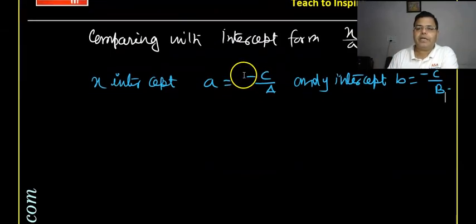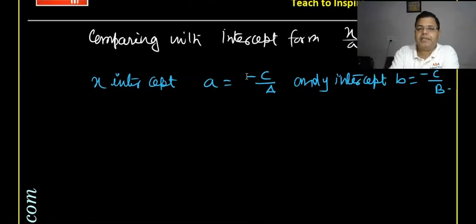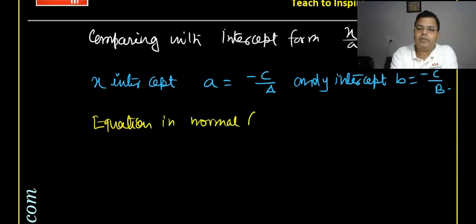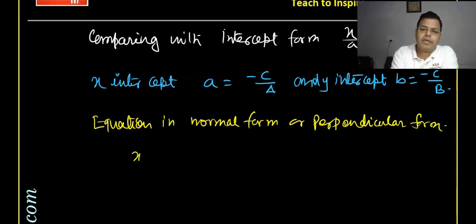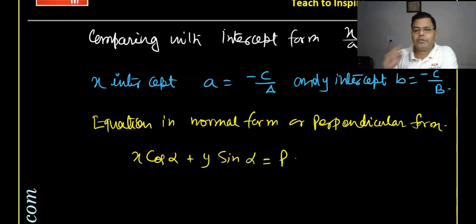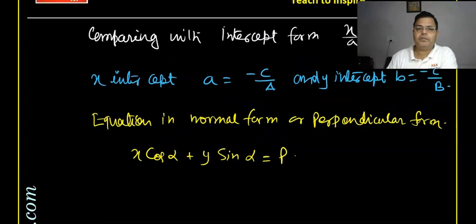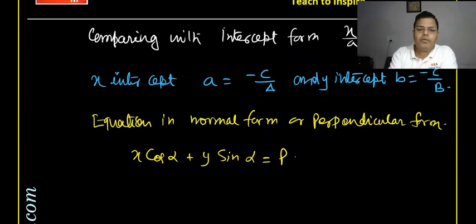Now, how to reduce the general equation to normal form? The general equation can be reduced to normal form. The normal form, or perpendicular form, is x cos alpha plus y sin alpha is equal to p. So how to reduce to this form?